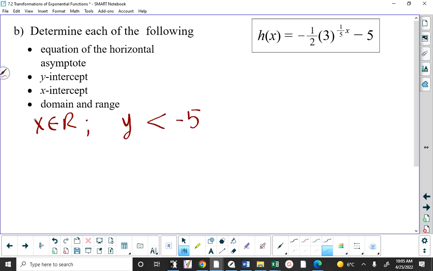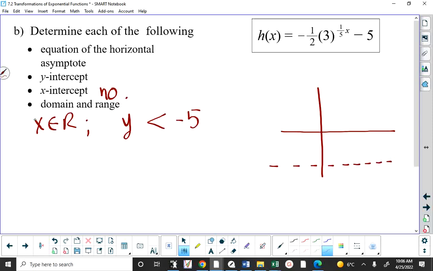The x-intercept. Well, will this have an x-intercept? If the horizontal asymptote is below the x-axis, which it is, and the graph exists only below that, there will be no x-intercept. Now, sooner or later, you are going to encounter an x-intercept. And we'll worry about that when the time comes.